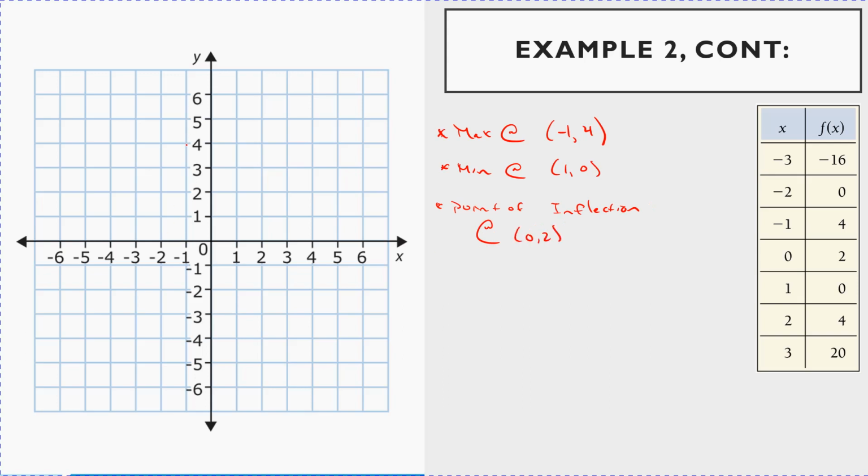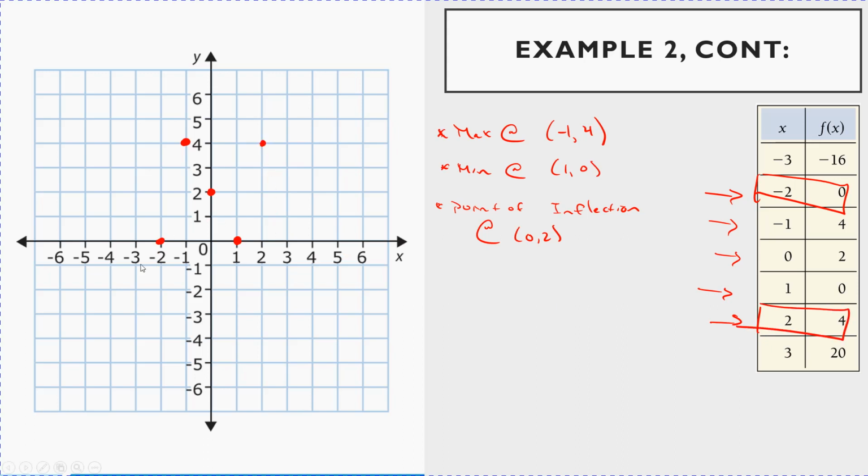So let me plot those first. Here's negative 1, 4, 0, 2, and 1, 0. Now, it helps to maybe plot a few extra points. What I'm going to add to these 3 points is this one. Negative 1, what happens at negative 2? Awesome, I found another intercept. And then what happens a little after 1? You go 2 to 4.